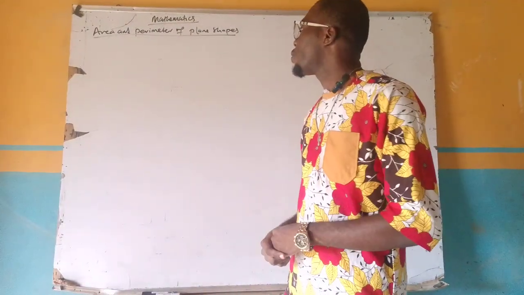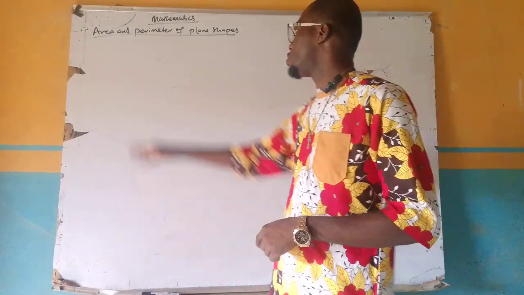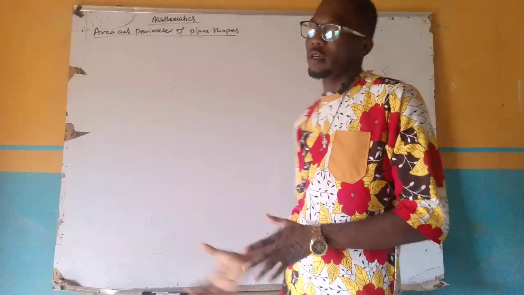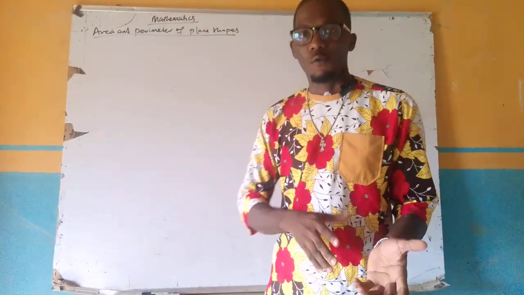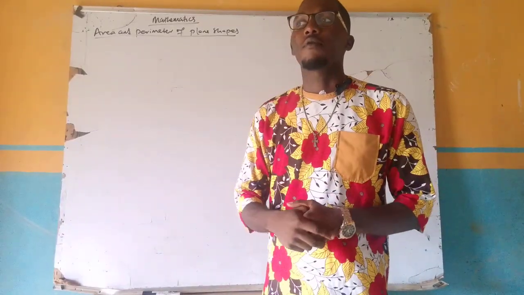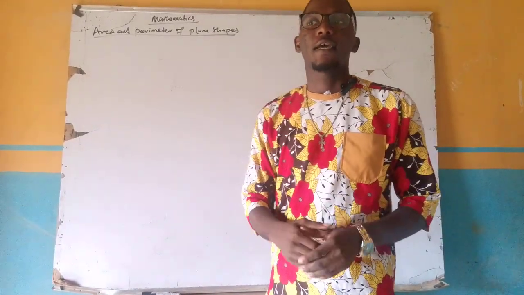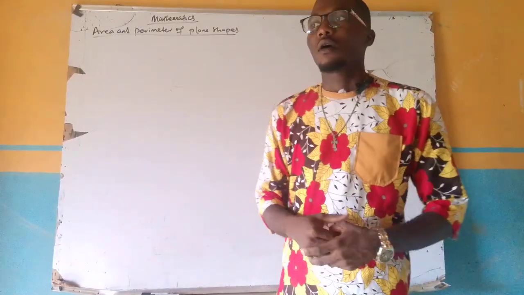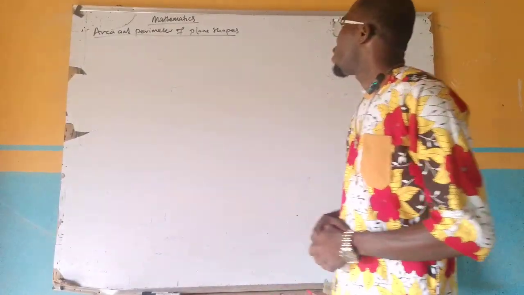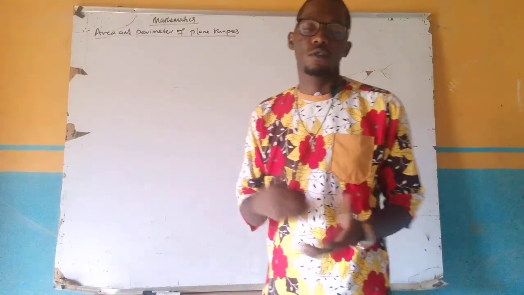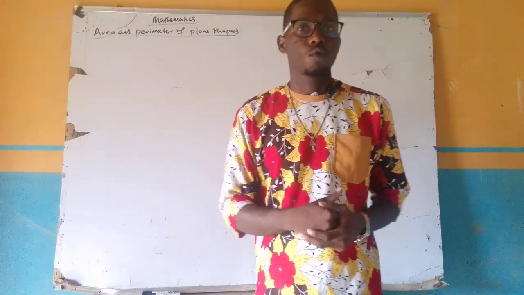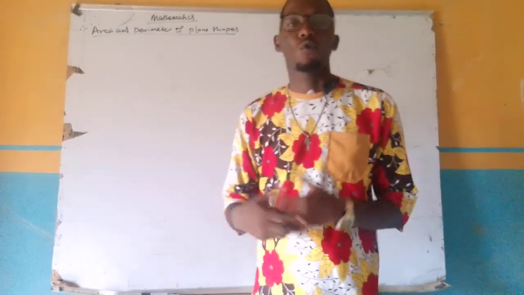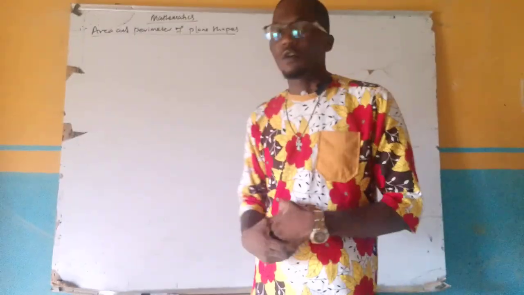Okay, and the topic we're going to be dealing with today is the area and perimeter of plane shapes. Okay, aside from this, we are also going to look at the volume of solid shapes, and we are also going to look at how to calculate the angles of a polygon and how to also solve some inverse cases where the areas are given to you and you are asked to find maybe one of the unknown values. So, without wasting our time, let's begin.